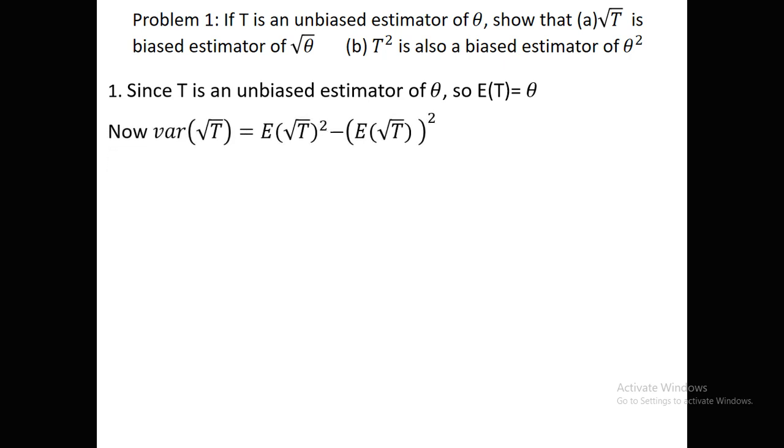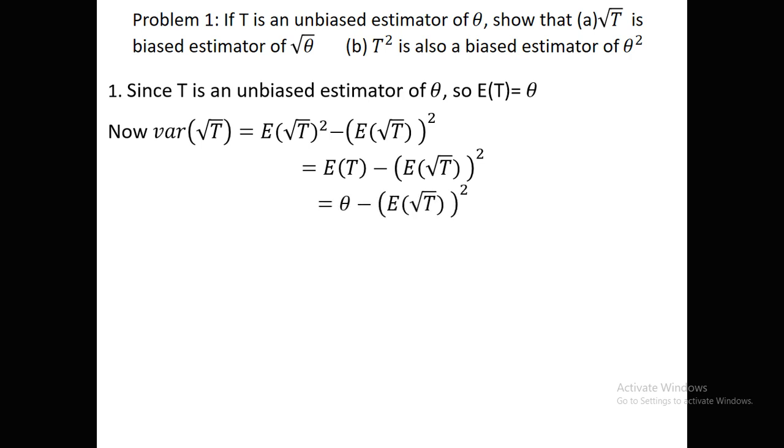Now just calculate var of root T. If you know the formula of variance, var of root T equals E of (root T) square minus (E of root T) square. Very simple formula. After that, this will look like this. Since T is an unbiased estimator of theta, E of T equals theta, just put the value.